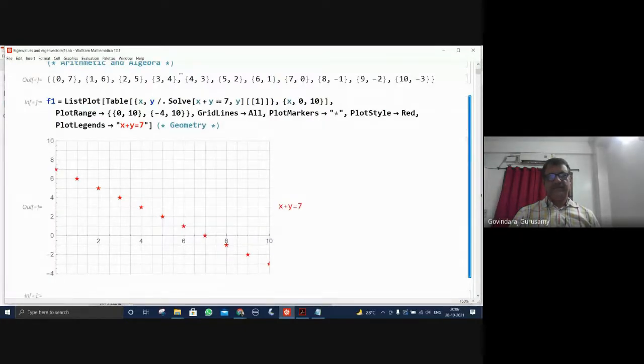And you can look at the table. These are the numbers. So x plus y is all the time equal to 7. That's what these numbers indicate. This is how we'll be writing it.